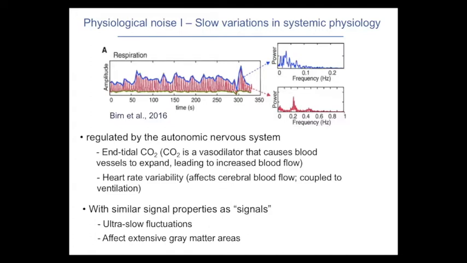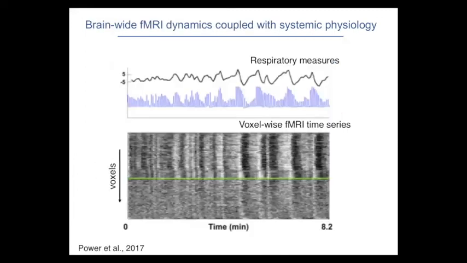And it's important because this signal property is very similar to the fMRI signals we see. They're also in the very ultra slow regime. And unfortunately, it affects most gray matter areas. So this is really a very scary figure. For this subject, it has very gigantic changes in the envelope of the respiratory trace over time.